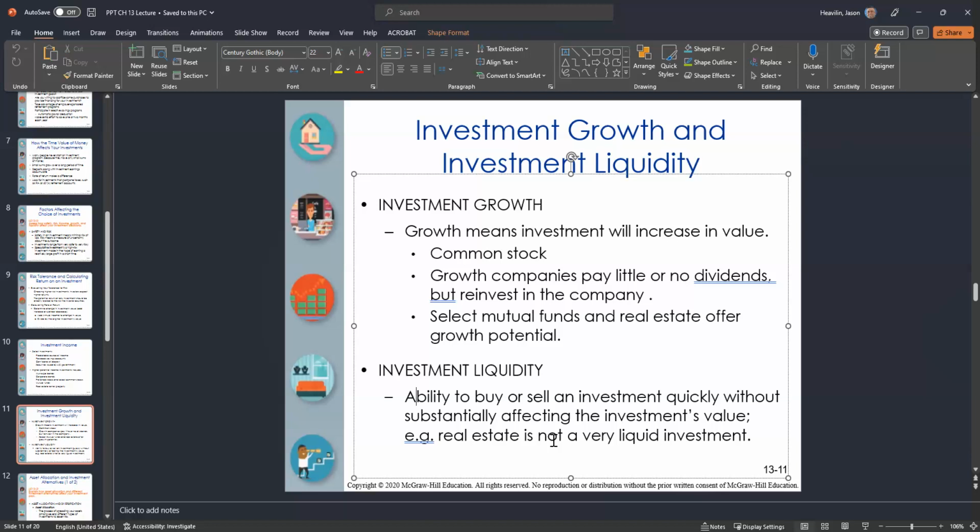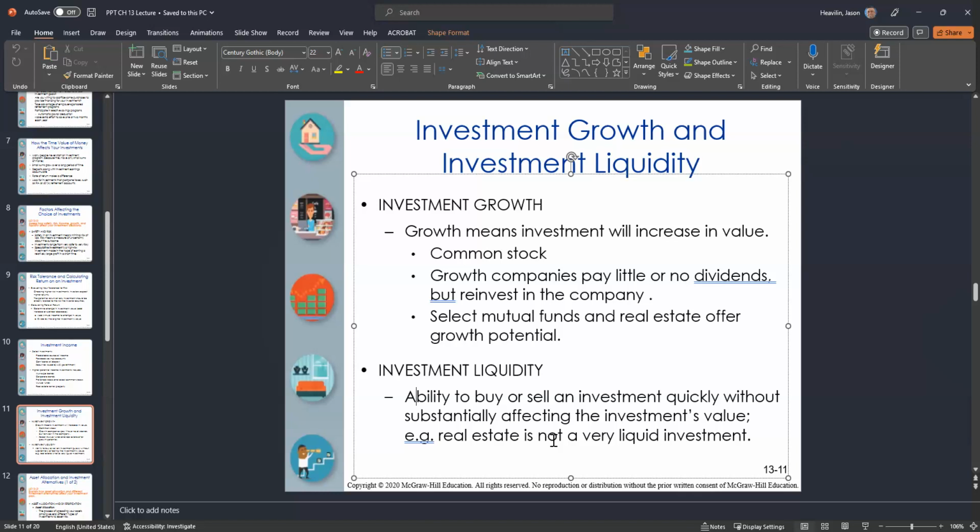Investment liquidity: the ability to buy or sell an investment quickly without substantially affecting the investment value. Okay, it says there real estate is not a very liquid investment. So there is some liquidity risk, which is a different type of risk. Let's start with the definition. Liquidity means that you can sell it for cash or exchange it for cash fast, but you have to add in the definition without losing value.